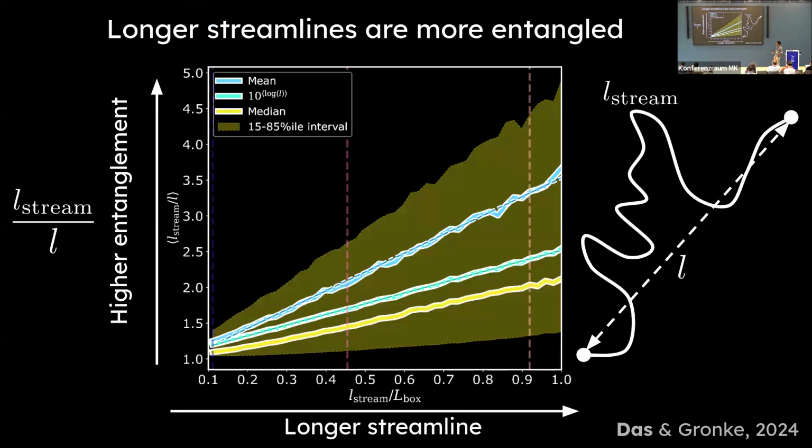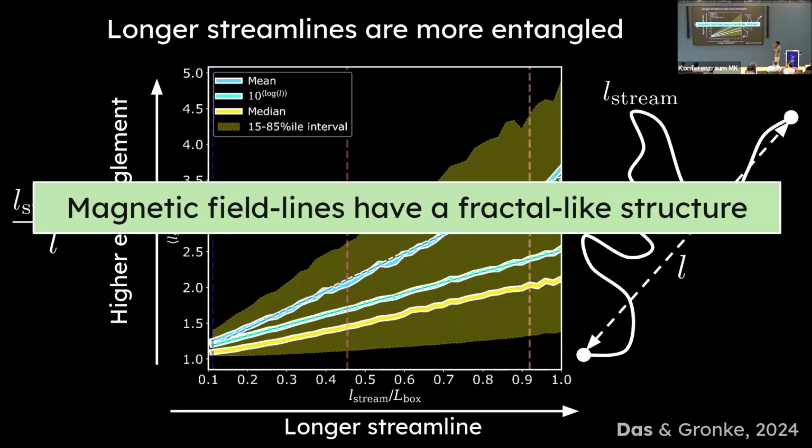And what we found is that the longer you follow the streamlines or the magnetic field lines, the higher the entanglement is. And if you think about it a little bit, it turns out that this refers to the fact that the magnetic field lines are fractal in nature, down to the dissipation length scale, which in our case is the grid scale. And this was an interesting conclusion that we found, and it could have some implications.